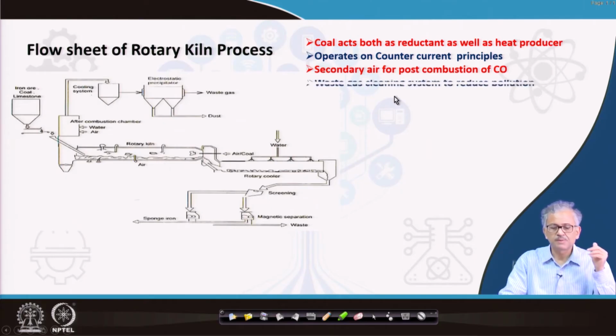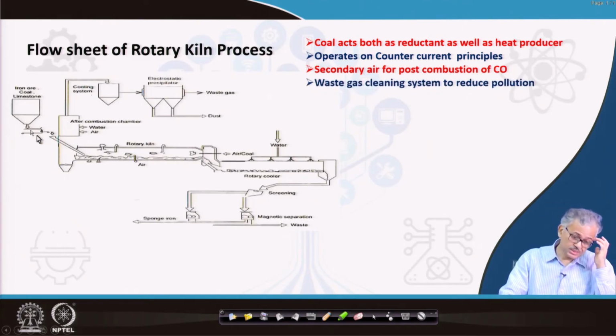And the secondary air is for the post combustion of CO, as I said. Whatever CO is generated from the reduction is post combusted here by secondary air, and that generates heat and supplements some of the heat required for the process.